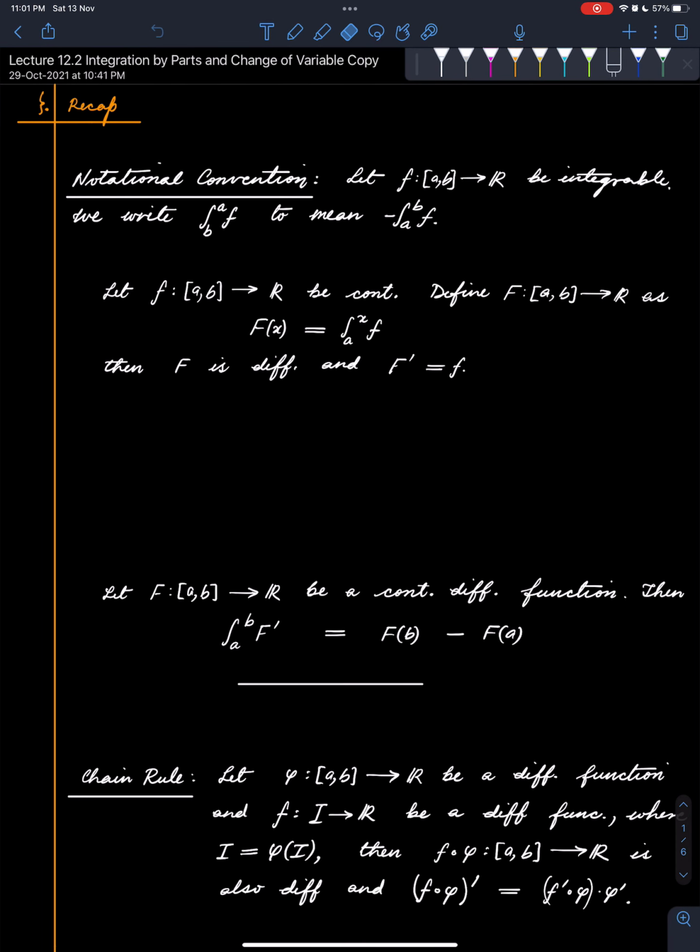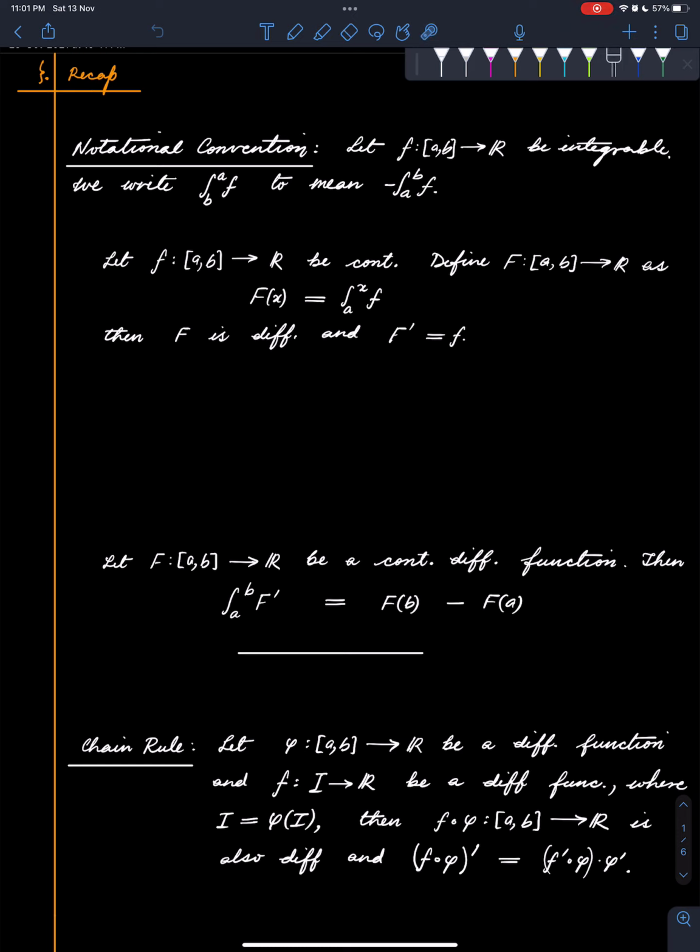Welcome to this lecture in the ongoing series of lectures in real analysis. Today we will be looking at integration by parts and change of variables. Today will be a very short lecture. Let us look at what we have done so far and the things that we need for today's material.